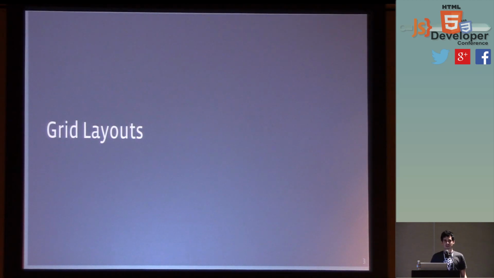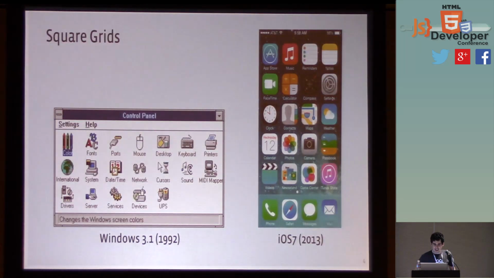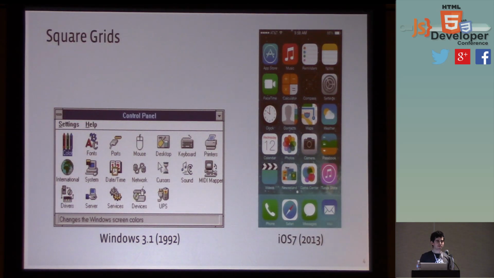So the first part that we're going to look at are grid layouts. The most basic grid layout you can do is a grid with square images. As you can see, on Windows 3.1, back in 1992, they already had this layout figured out. And on iOS 7, they also have the same. This is the easiest thing to do when you want to display images. You just crop them square, and you display them in a grid.